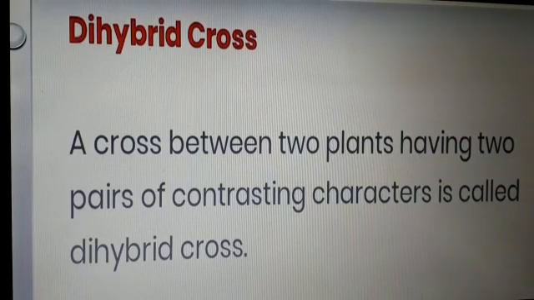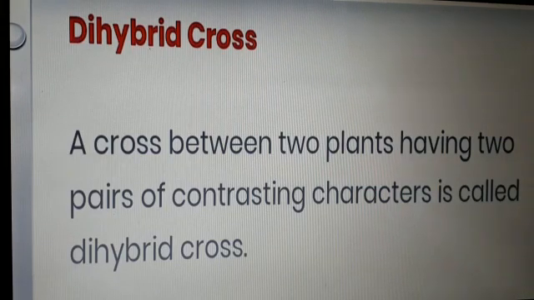Hello students, in the previous video we have studied about monohybrid cross. Monohybrid cross means when only one pair of contrasting character is chosen. In the present video we are going to study about the dihybrid cross and the law of independent assortment. Dihybrid cross means a cross between two plants having two pairs of contrasting characters.